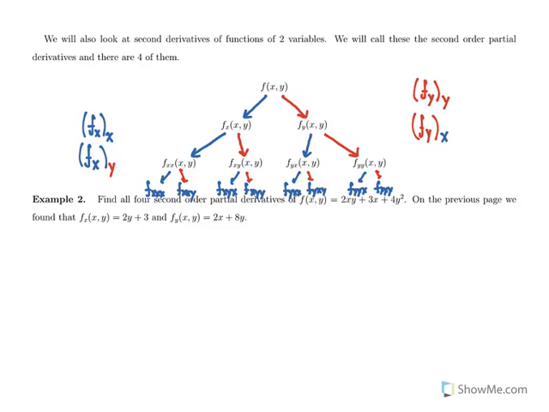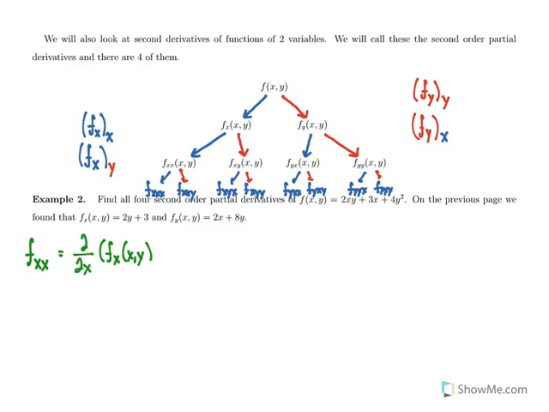So going over an example, and this is our example from the previous page, find all the second order partial derivatives of our function 2xy plus 3x plus 4y squared. And note that on the previous page, we found that the derivatives were 2y plus 3 and 2x plus 8y. So let's find all of these. The first one we're going to find is f sub x x. That is the derivative with respect to x of f sub x of xy. And I should not have that notation, sorry.